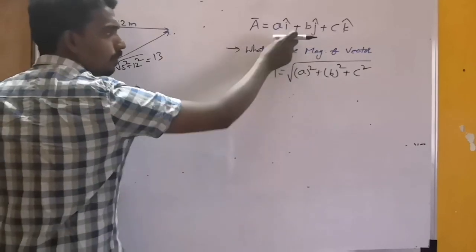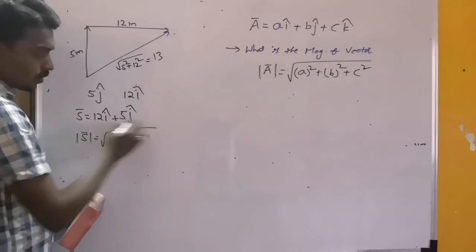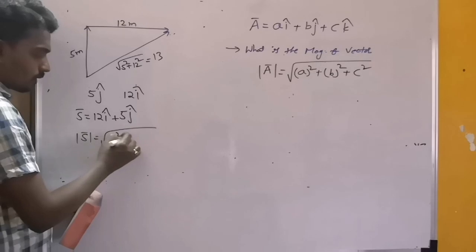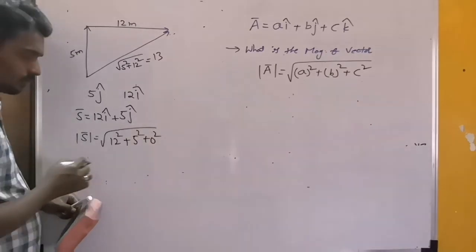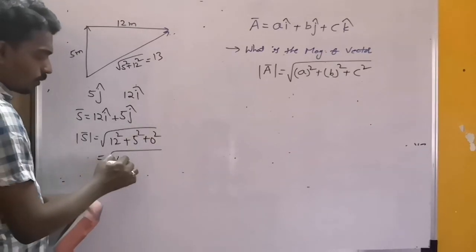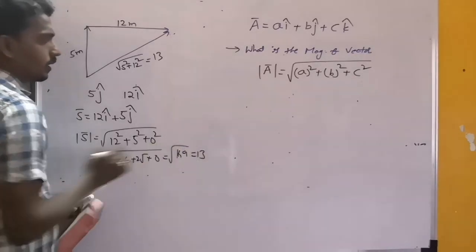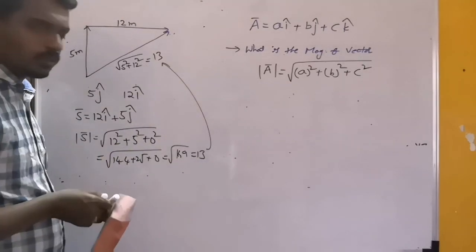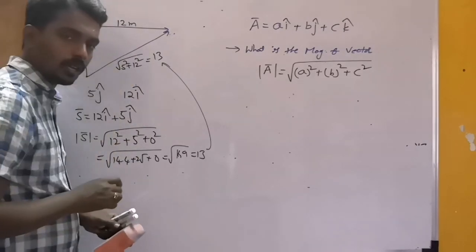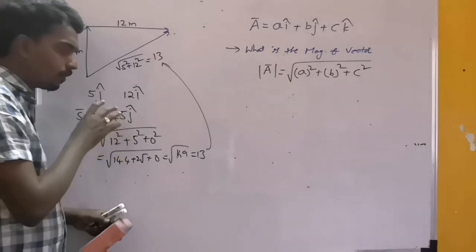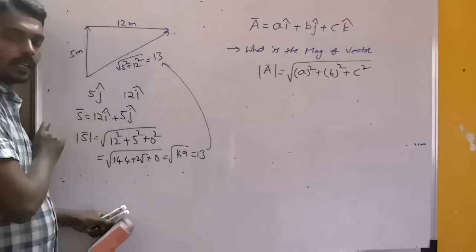Now if you take the help of the magnitude of a vector, what is the magnitude of displacement? Under root i coefficient square, 12 square, j coefficient square, 5 square, k is not there, so 0, equal to under root 144 plus 25 plus 0 equal to 169, equal to 13. Same answer. So the question which you have done with the help of Pythagoras theorem, now we are doing with the help of vectors. But what is the advantage is, here you are representing the direction.